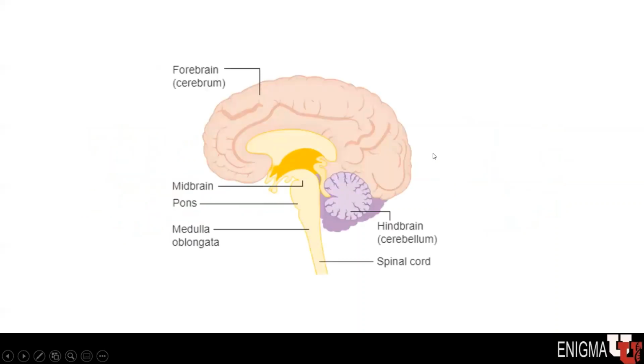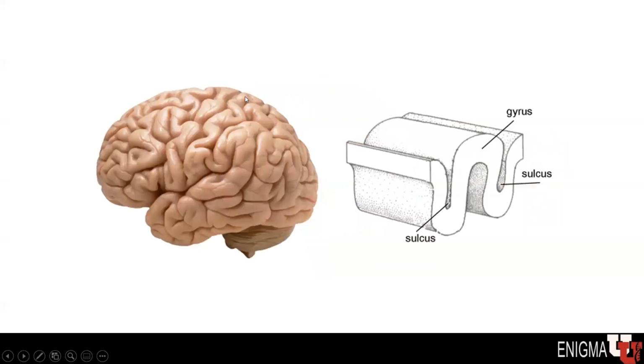Let's zoom back out to the outside of the brain. In this lecture, we're going to be focusing on the forebrain, also called the cerebrum. It's the largest portion of the brain, and it's covered by this wrinkled pink exterior. This is probably what you think of when you hear the word brain. It's the classic image, this pink wrinkled surface.